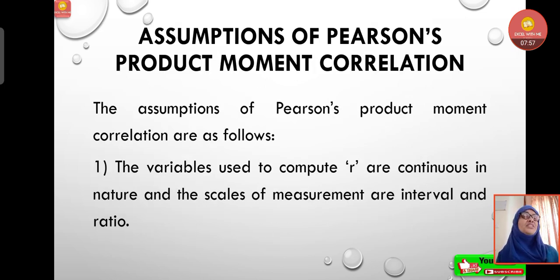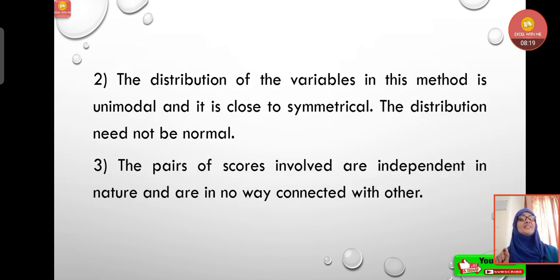Now what are the assumptions? Let's understand before solving any problem on the coefficient of correlation. What are the assumptions related to Pearson's product correlation? Number one, the variables used to compute R are continuous in nature and the scales of measurement are interval and ratio. Now the second one, the distribution of the variables in this method is unimodal, that is single, and it is close to symmetrical.